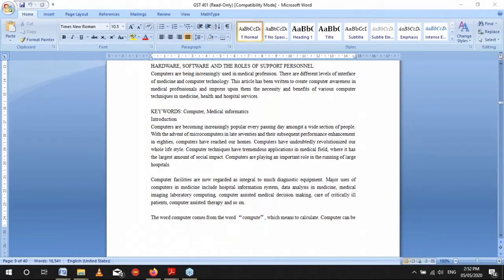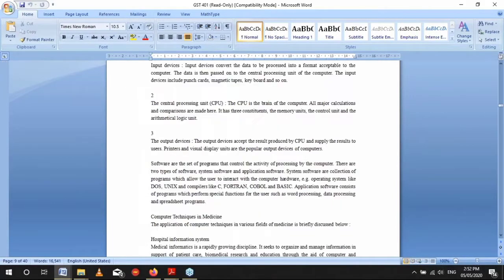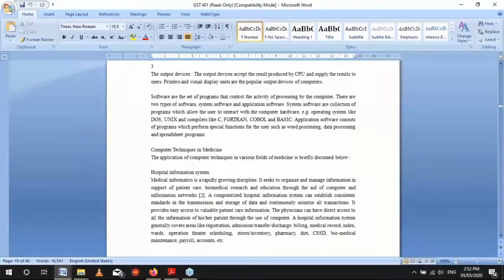Then the last unit under the hardware is the output devices. The output devices accept the results produced by CPU and supply the results to users, e.g., the printers, the visual display units, and some other things like that.